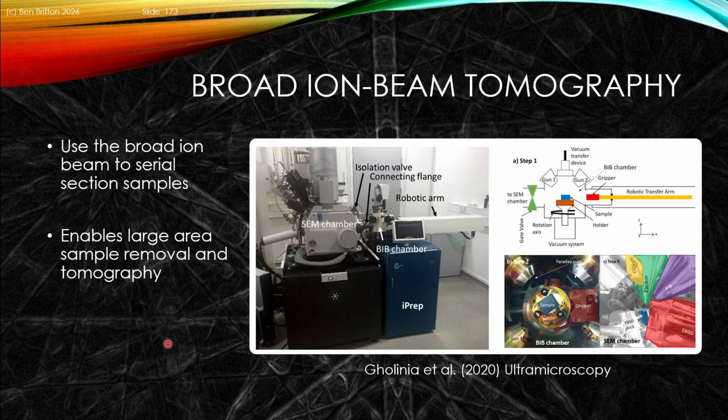Other future directions are the integration of broad ion beam technologies. I've shown this as one example previously with the Aura technology, but here we have a separate chamber, the iPrep, attached, and this is at the University of Manchester. And this was used to produce three-dimensional analysis where the broad ion beam system is removing large areas of the surface, and there's a robotic transfer arm to shuttle it back and forth in the chamber. We can see the geometry set up, and that enables an approach to access large volume EBSD data for that particular analysis, as presented by Ali Galinia and colleagues in this paper.